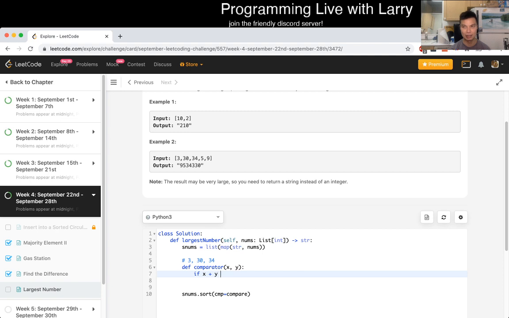So if x plus y is greater than, or well, if it's equal to it, then it doesn't really matter. That means that they're the same. So we return, I guess, -1 for the one on the left. Otherwise, return 1. I guess to be more accurate, let's do it this way.